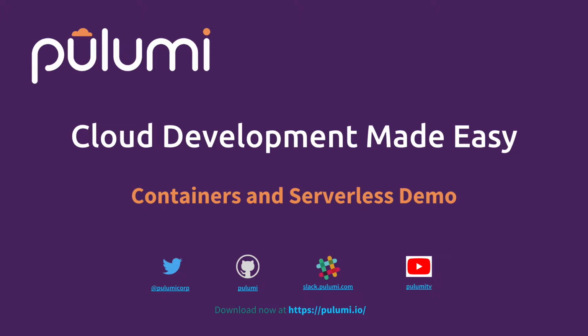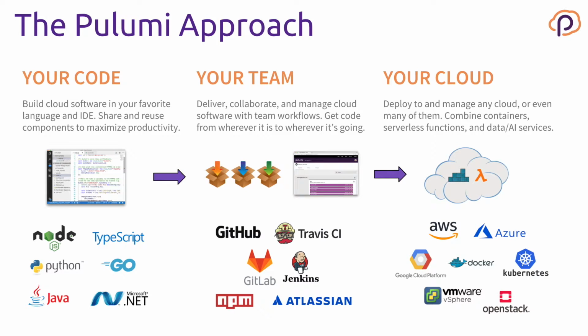Today we're going to take a brief tour of Pulumi to see how it's the easiest way to create and manage modern cloud software. In Pulumi, you write code using your favorite language, and Pulumi deploys that to your favorite cloud. You can use languages like JavaScript, Python, Go, C#, Java to author cloud services, applications, and even infrastructure.